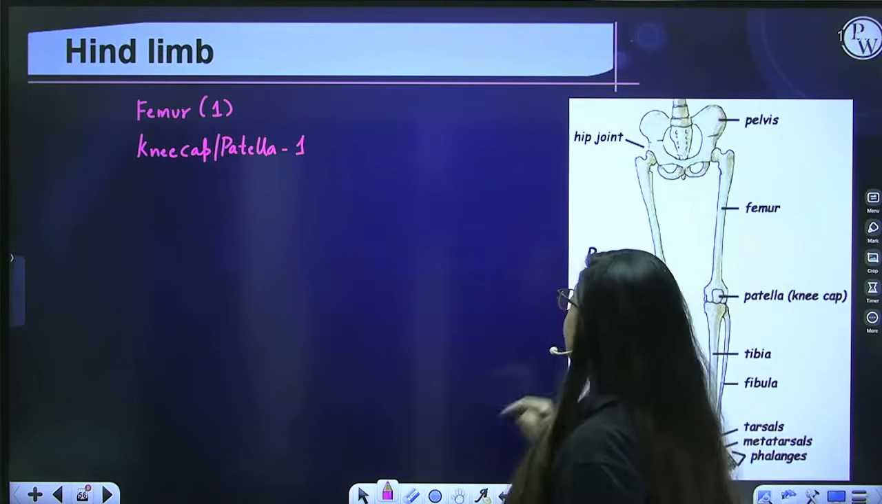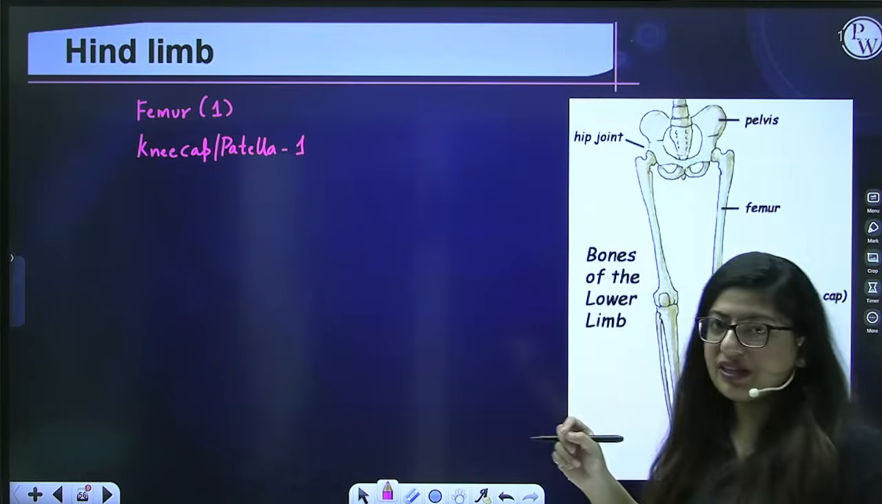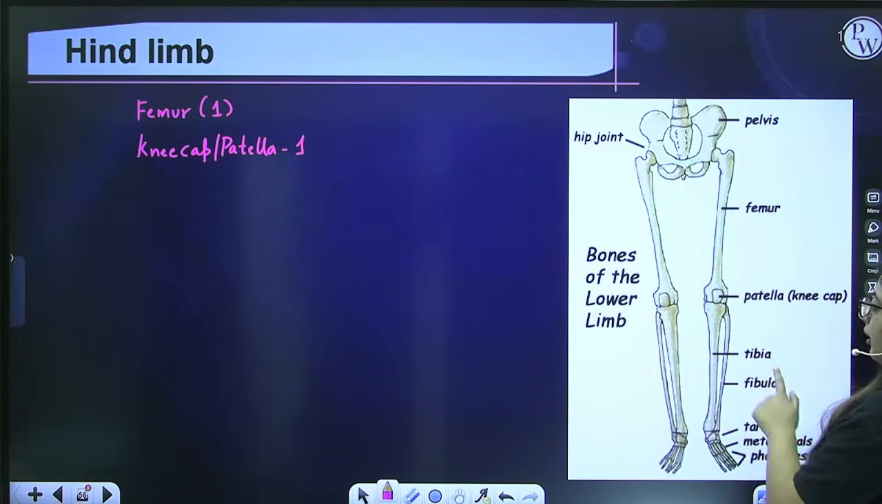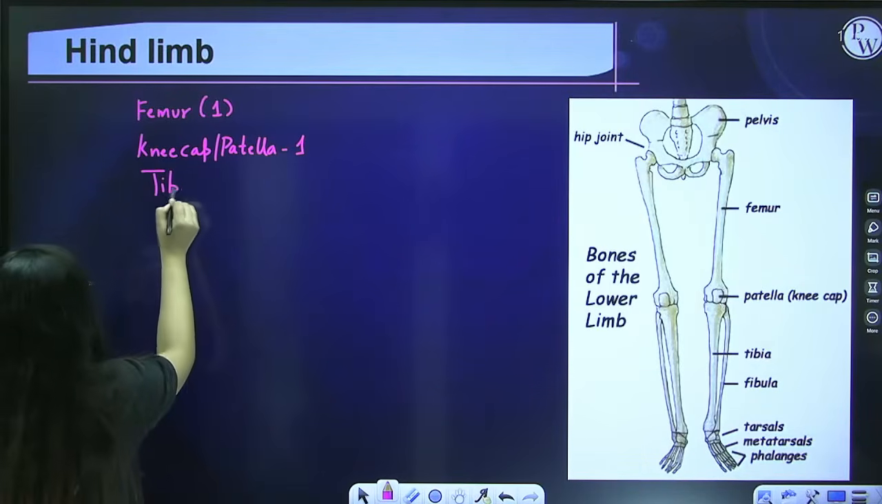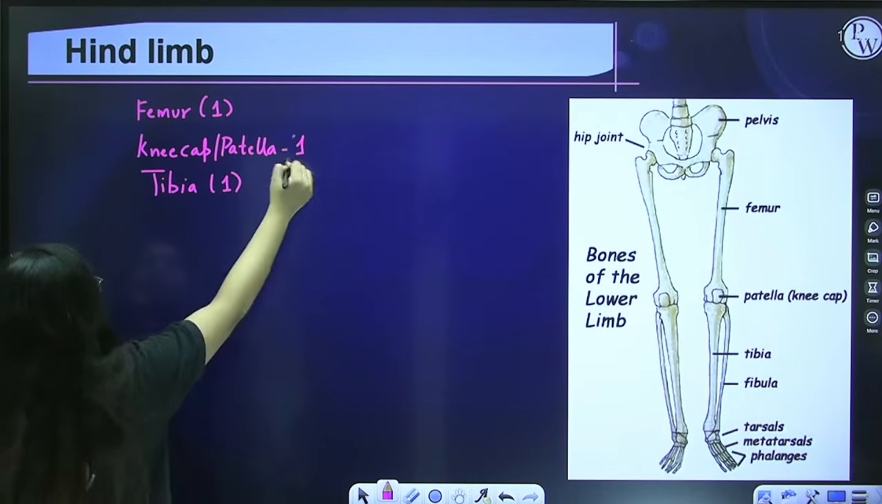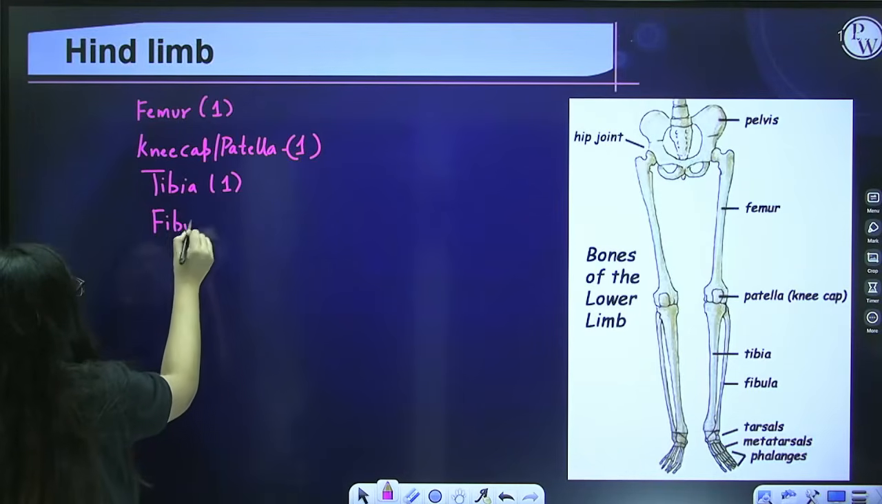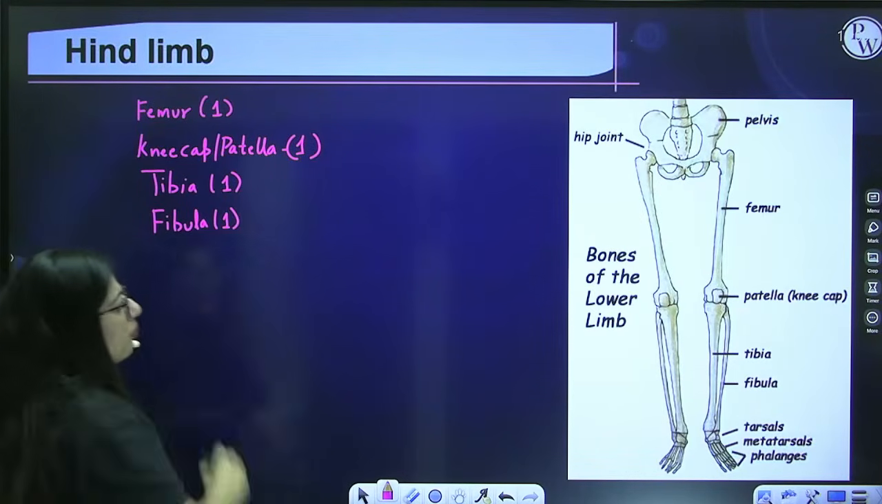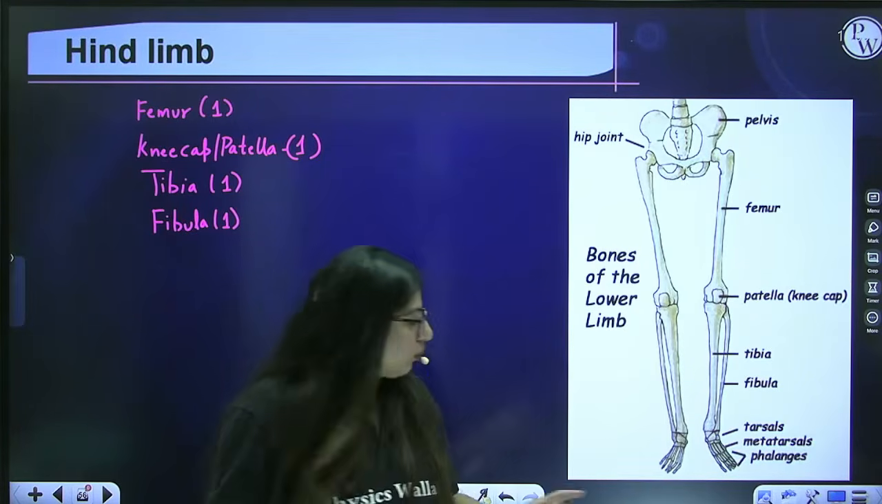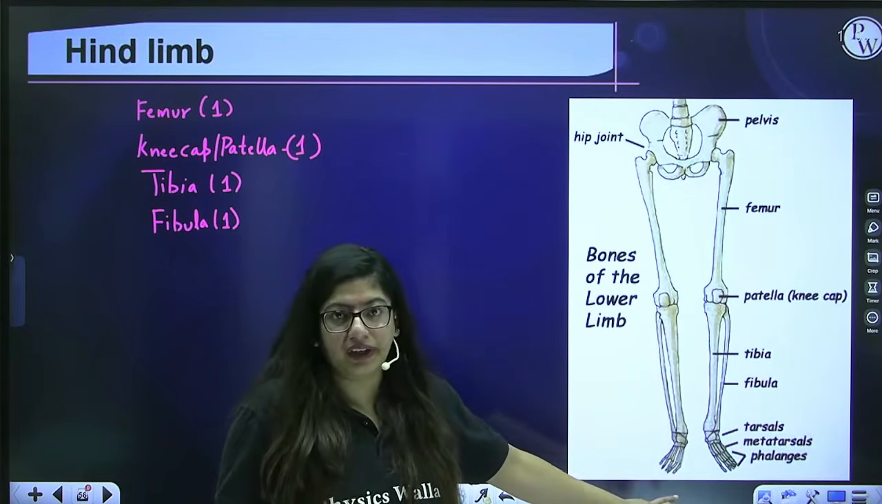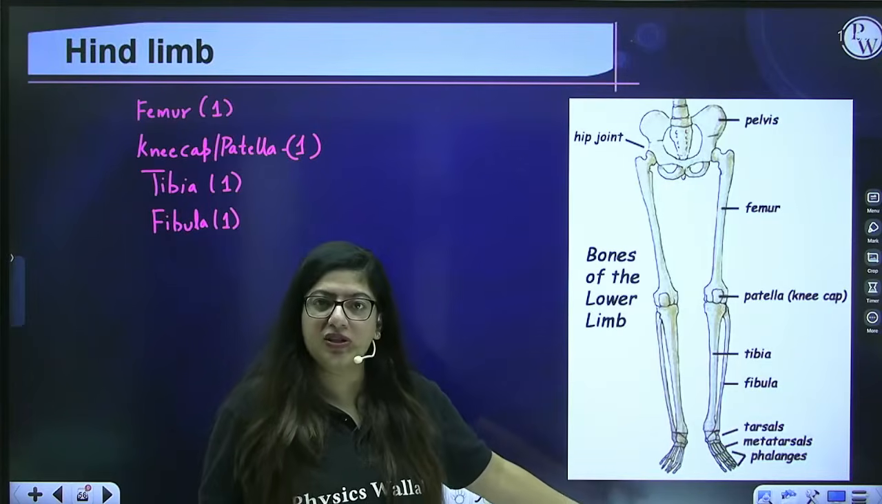Let's see. Then just there we have radius and ulna, just like that. Here we also have tibia and fibula. As you can see, fibula is a very small thin bone as comparison to tibia, right? T for toe, toe is the thumb of your feet, and T for tibia. So it is present towards toe.